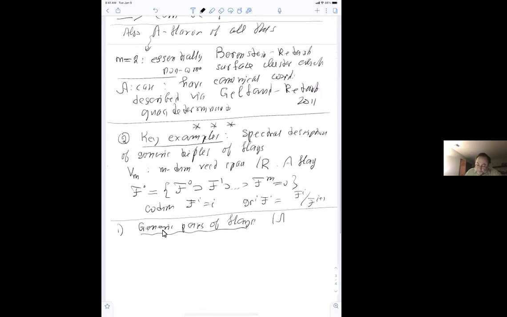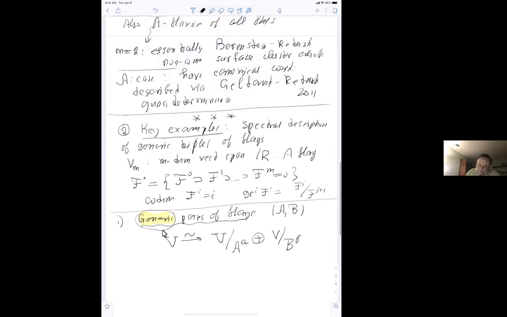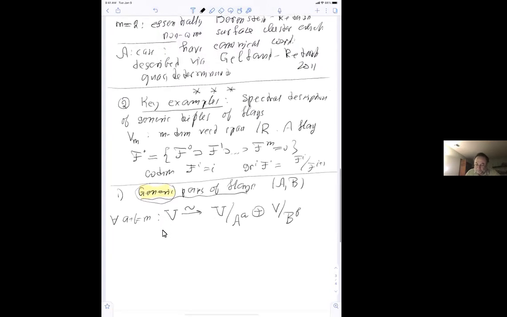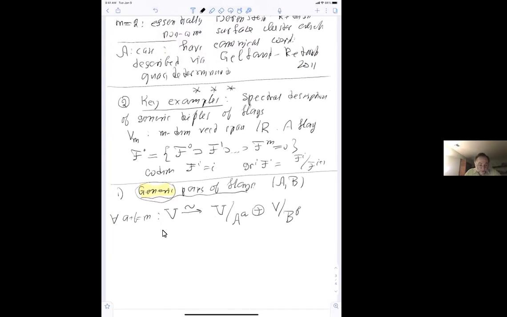So let's denote them A, B. And what does generic mean? Generic is the following definition: if you have your vector space, you can project to the quotient by the subspace of one flag and to the quotient by the subspace of the other flag. You can take the map to the direct sum of these quotients, and the condition is that this must be an isomorphism for any non-negative integers a and b such that a plus b equals m. That's generic.